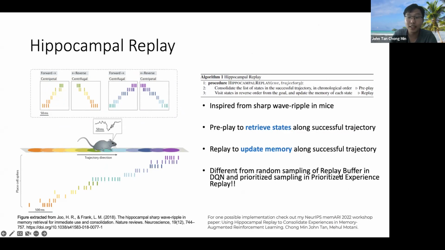I'd like to emphasize that this backwards replay buffer is different from the main methods in deep reinforcement learning, like the random sampling of the replay buffer in deep Q networks, as well as prioritized experience replay. These are all different because they don't sample the states backwards.